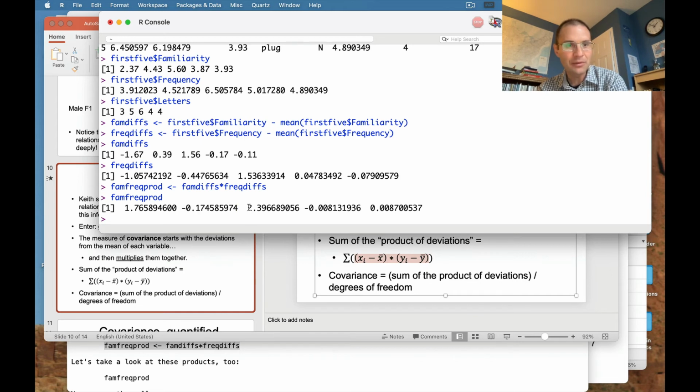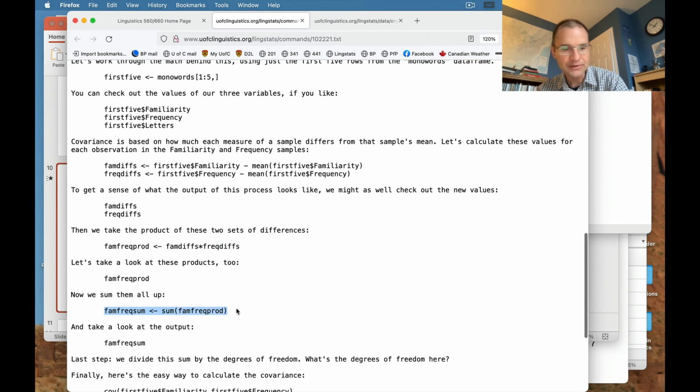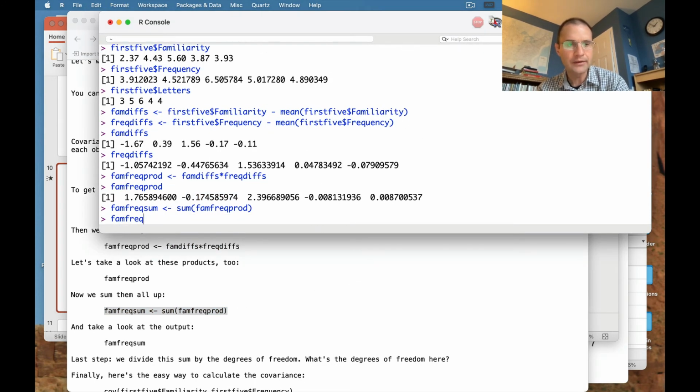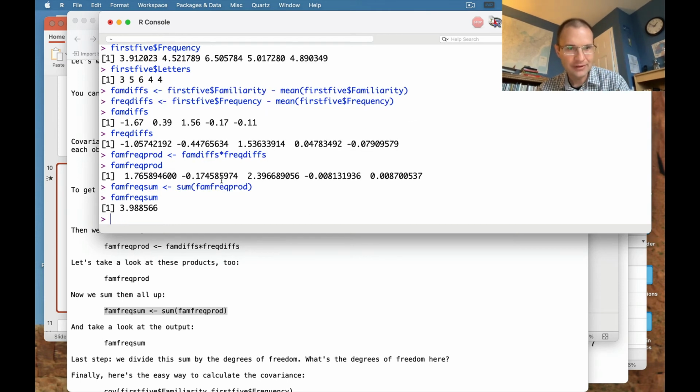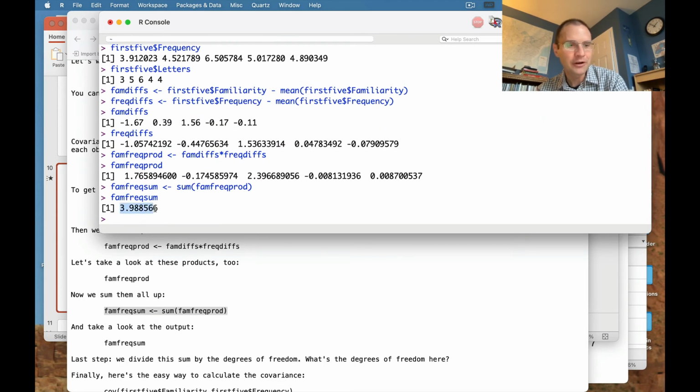So these will make it look like things are highly correlated, and this one will make it look like things are not well correlated. Okay, so let's sum them up like this. And this number is really not going to mean a whole lot. It's just a number from making these calculations for these 5 data points. And we get something close to 4 for that.